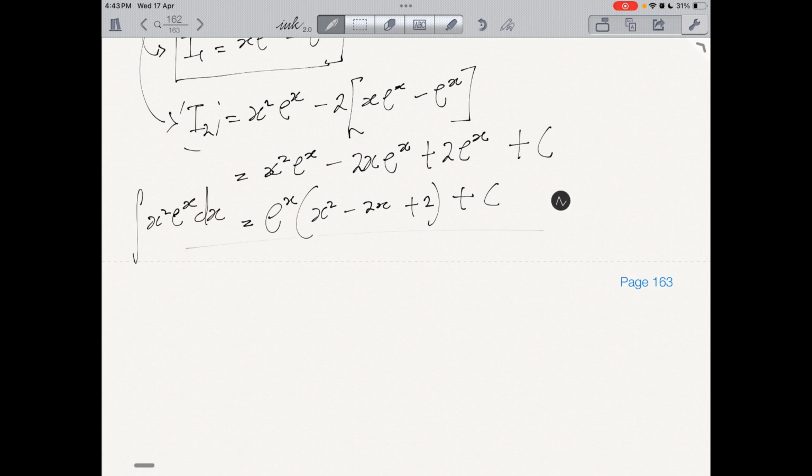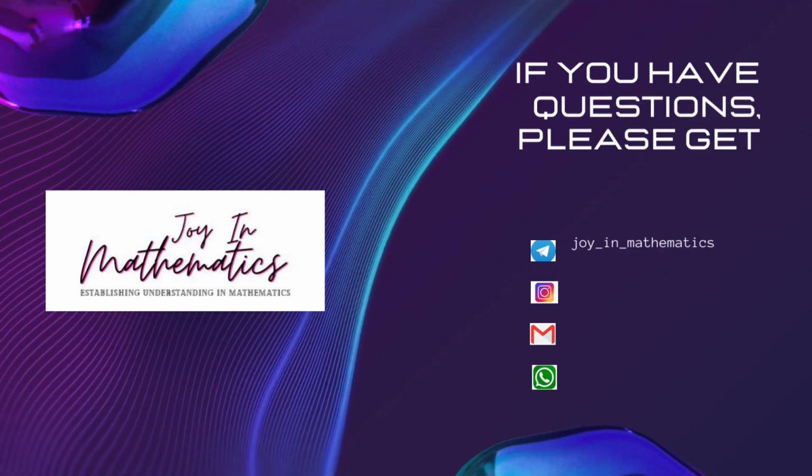In our next video, we'll be taking a look at another example of using the reduction formula to evaluate integrals of the form x raised to power n exponential x with respect to x.